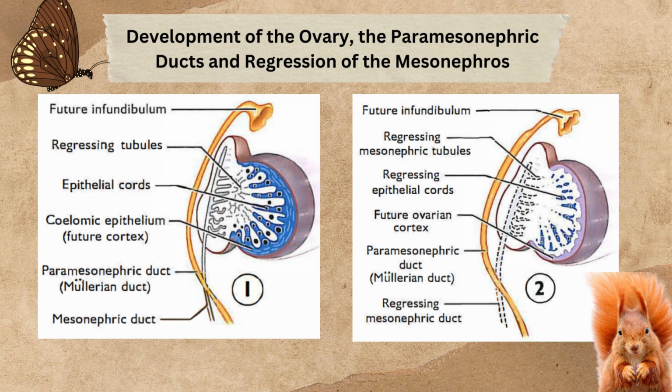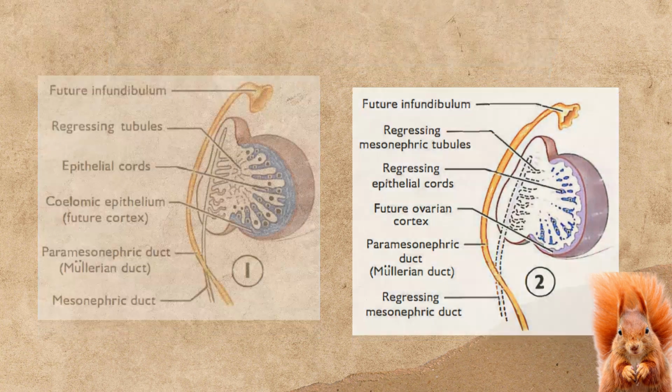In Figure 1, the paramesonephric duct and the mesonephric duct are still intact. The coelomic epithelium will develop into the ovarian cortex, and the remnants of the mesonephric tubules do not make contact with the rete tubules. In Figure 2, the rete tubules have disappeared and the paramesonephric duct continues to develop and enlarge. The sex cords begin to regress, but the primitive germ cells do not.